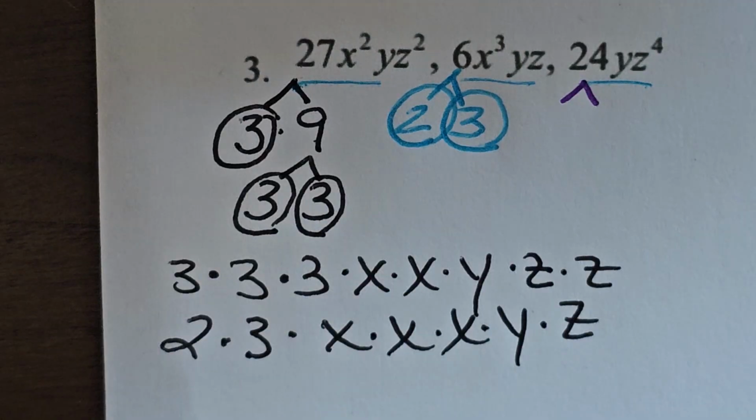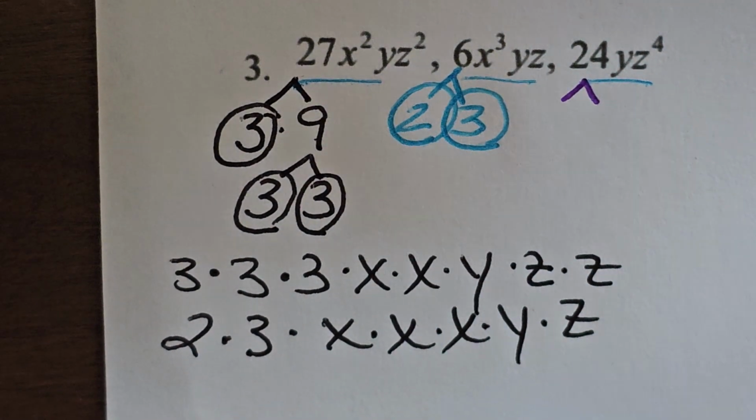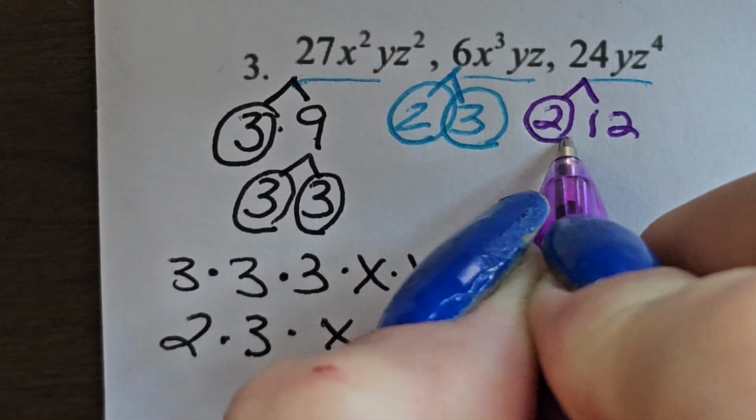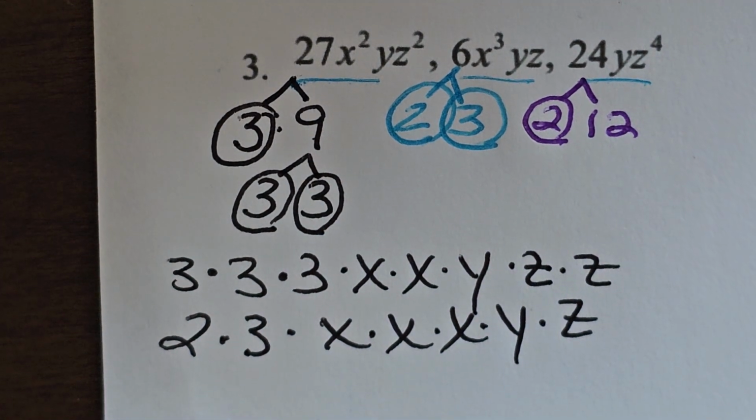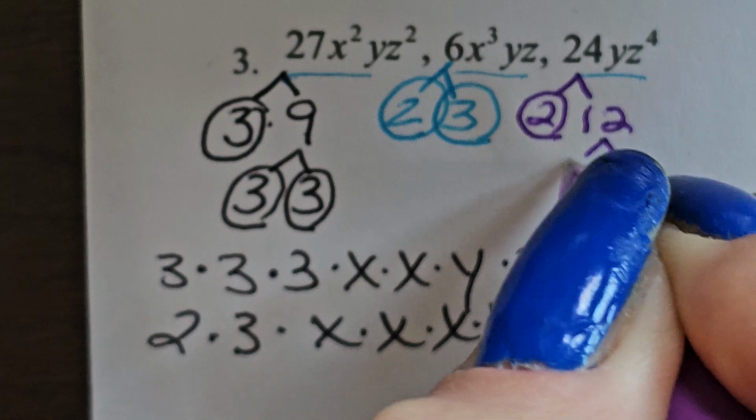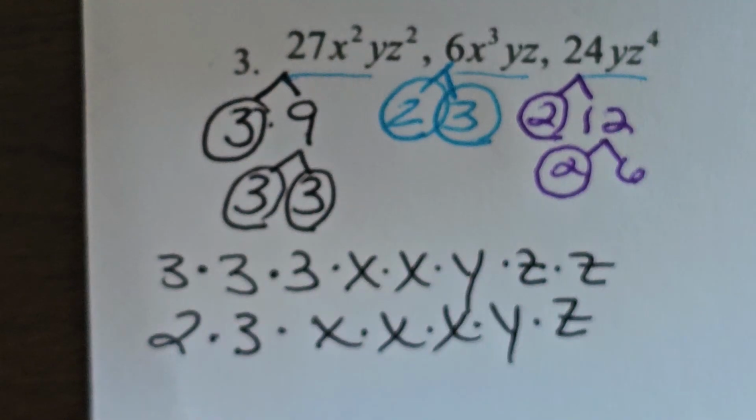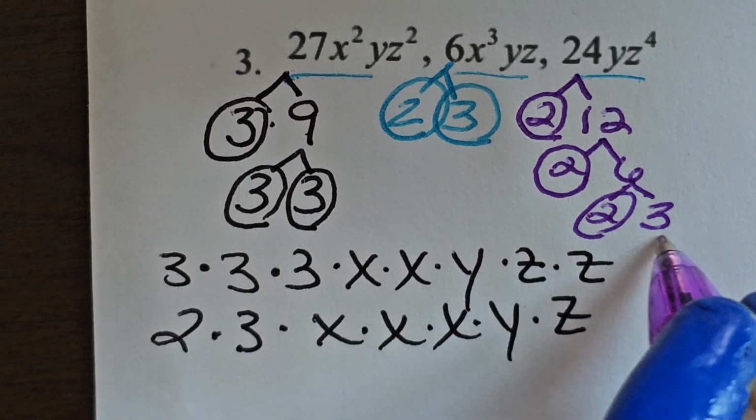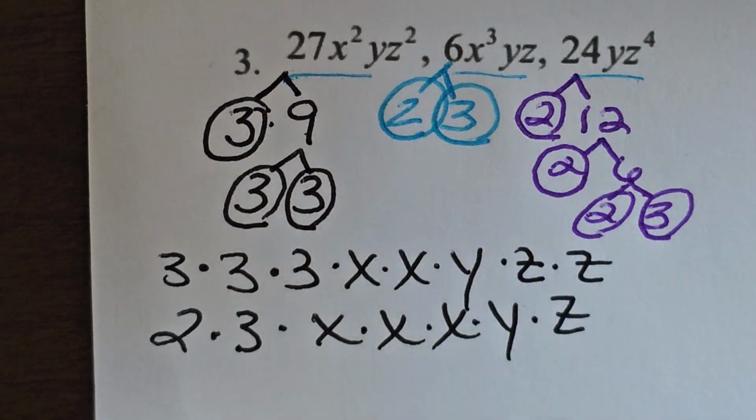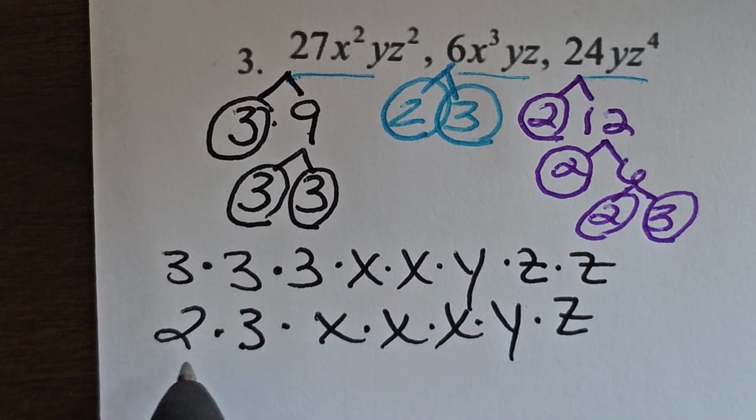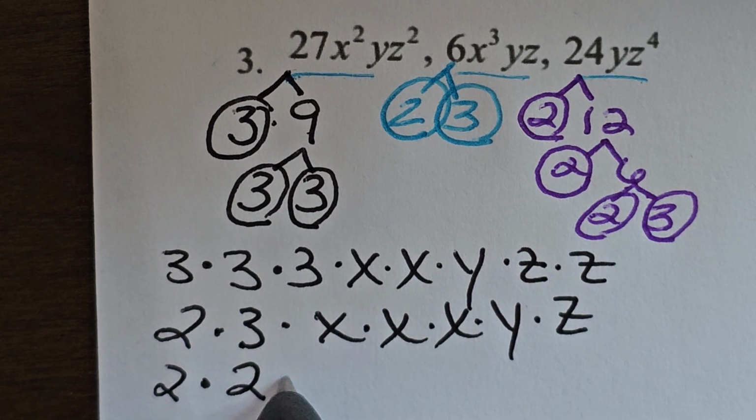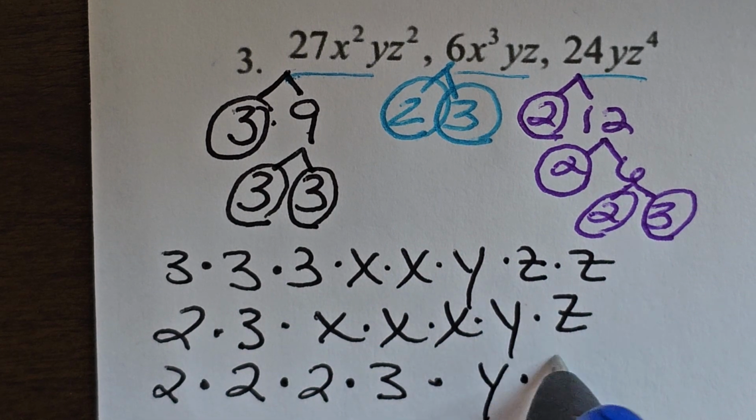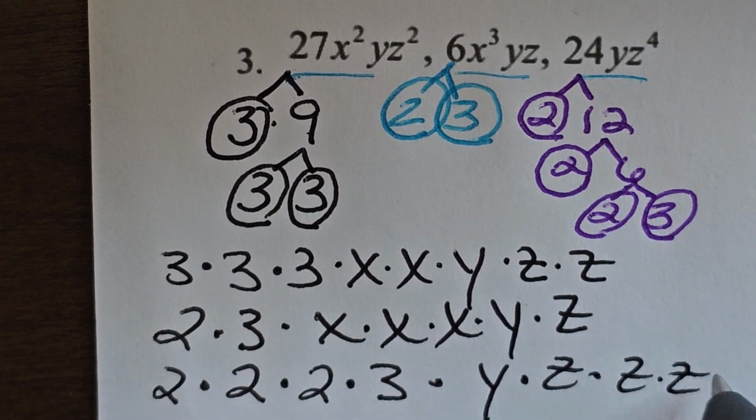So 24, we've already done that one. By the way, you have it in problem number 2, but we'll do it again for good practice. 24 is 2 times 12. 2 is prime, so circle it. And then 12 is, of course, 2 times 6. 2 is prime, so circle it. And 6, as we've done over and over again, is 2 times 3. Circle, circle. So our last term there is 2 times 2 times 2 times 3 times y times z times z times z times z.